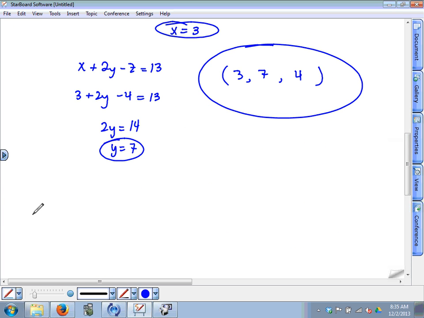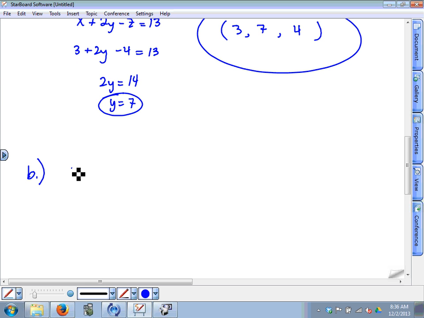Let's do the same example, part B, new system. x plus y plus z equals 4. x plus 3y plus 3z is equal to 10. 2x plus y minus z is equal to 3.